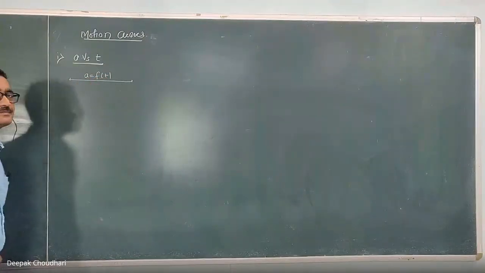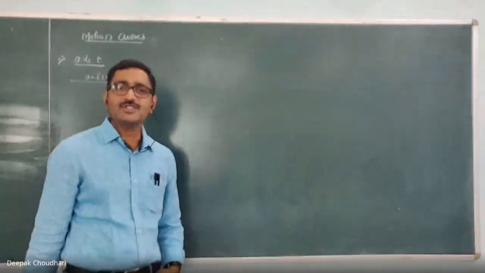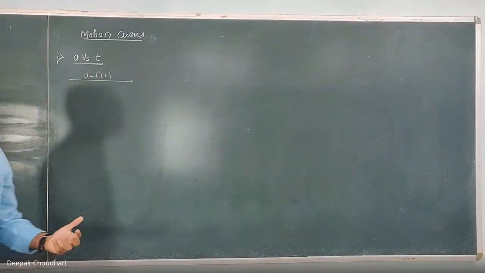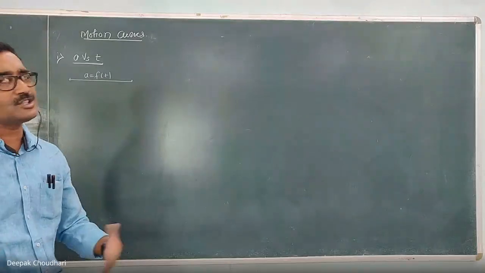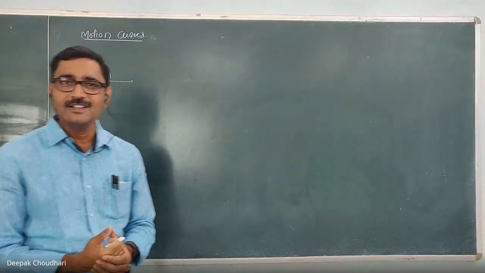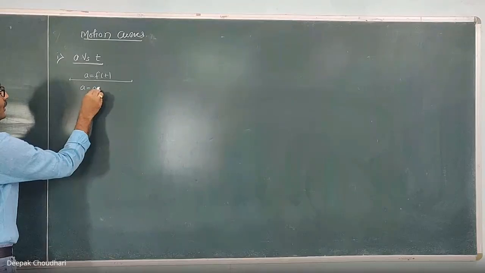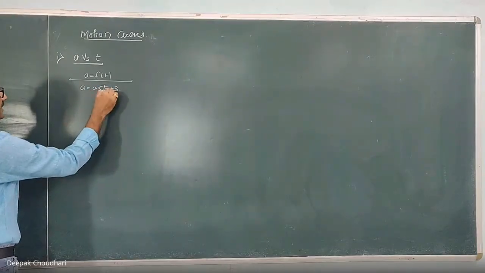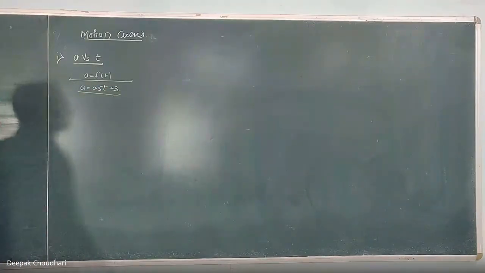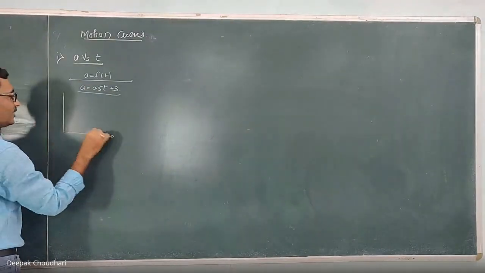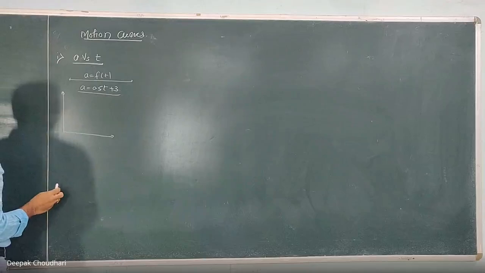Let its acceleration be a function of time t. It may be any function. It may be a linear function, quadratic function, cubic function, anything. Now for this, for example, suppose a equals 0.5 t plus 3. Such an equation. Now for this variable acceleration, if I plot the AT curve, what will it look like?